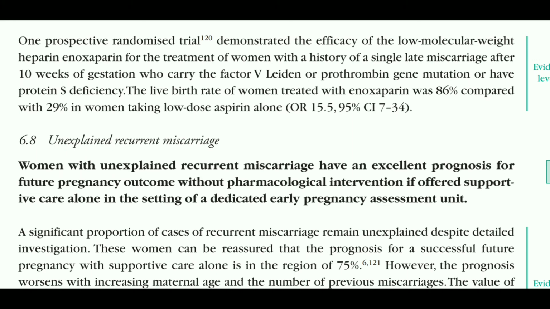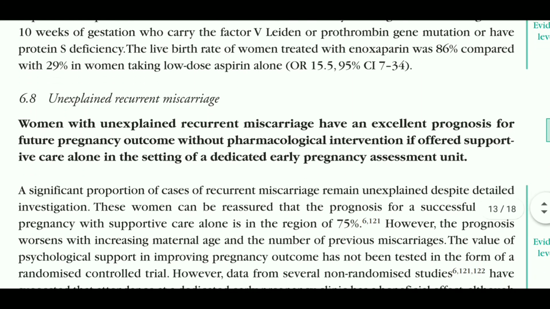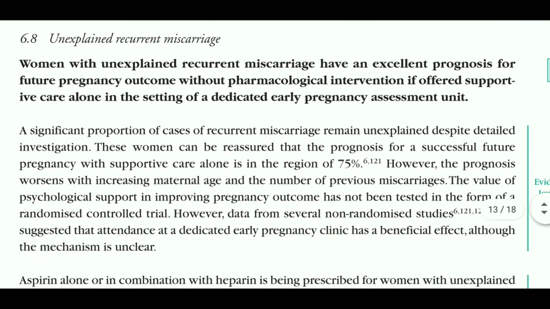Now, unexplained recurrent miscarriages. Women with unexplained recurrent miscarriages have an excellent prognosis for future pregnancy outcome without pharmacological intervention if offered supportive care alone in the setting of a dedicated early pregnancy assessment unit. Tender loving care. A significant proportion of cases of recurrent miscarriages remain unexplained. Despite detailed investigation, these women can be reassured that the prognosis of a successful future pregnancy with supportive care alone is in the region of 75%.